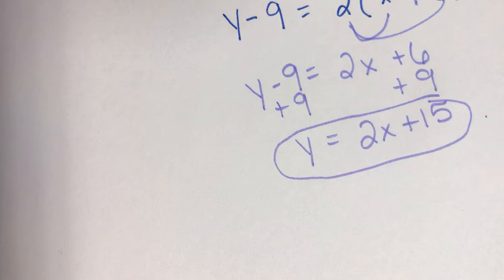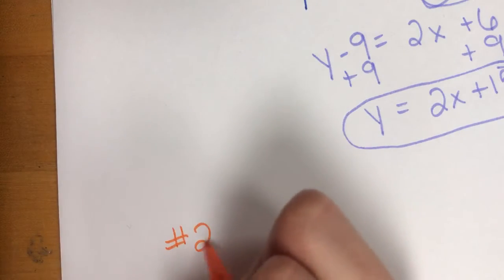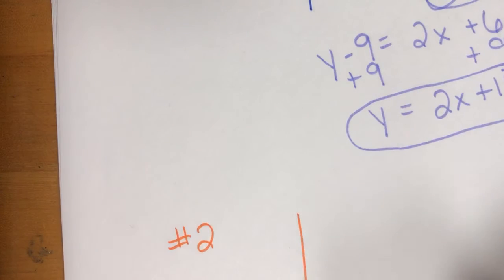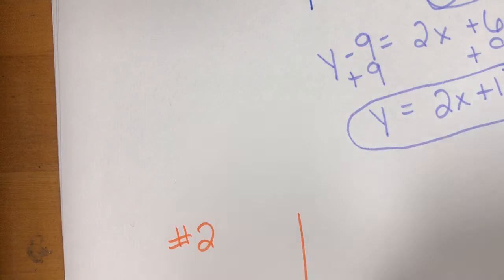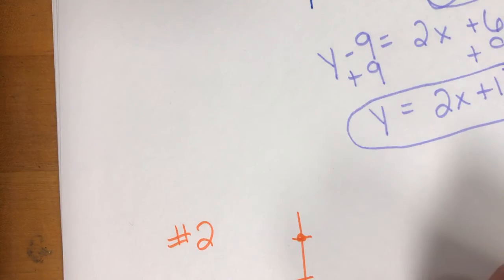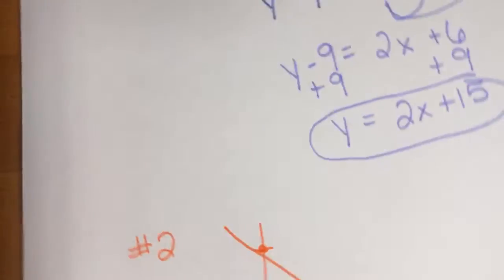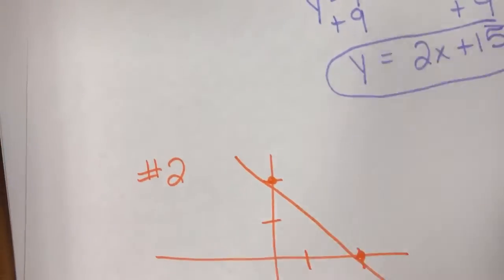Okay, number 2 says select all equations that have the same solution set as the following graph. Okay, so when we look at number 2, we're given a graph, okay, and it passes through 2 on the x and through 2 on the y. Okay, and then we're given, oh, sorry, my paper's not high enough. 2 on the x and 2 on the y.